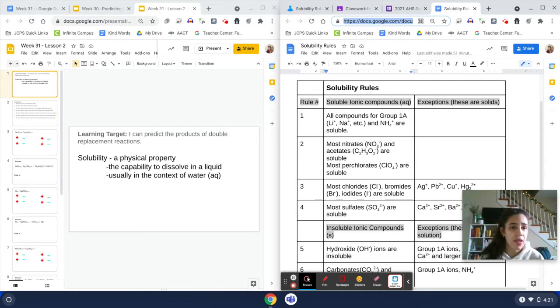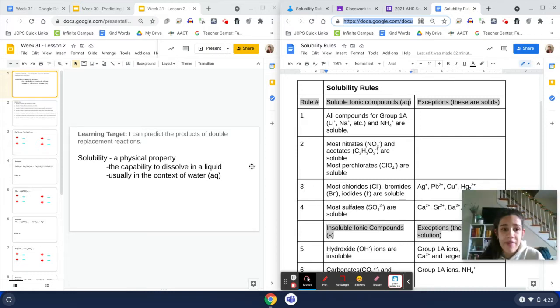So, this is going to be a continuation of understanding how to use our solubility rules in the context of double replacement reactions. Just to review, solubility is a physical property, the capacity to dissolve in a liquid. Here we talk about the context of being able to dissolve in water, and that state of matter is indicated by (aq) in parentheses.